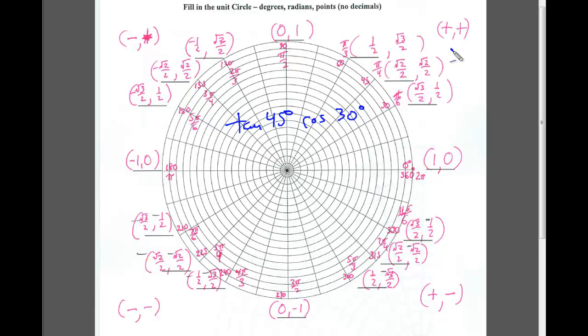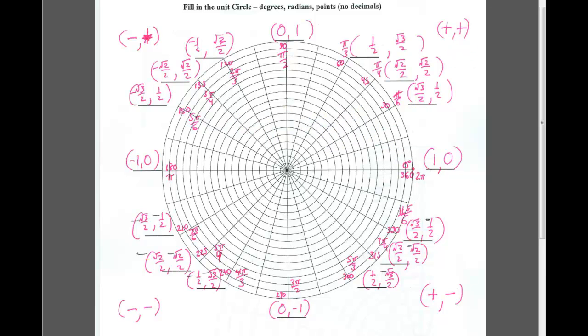That's y over x. And if we do the y over x of this, we're just going to get an answer of 1, because square root of 2 over 2 divided by square root of 2 over 2 is 1. Cosine of 30, cosine being the x value, is this. So square root of 3 over 2. And 1 times square root of 3 over 2 is square root of 3 over 2.